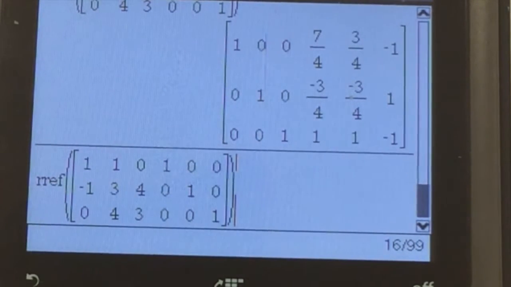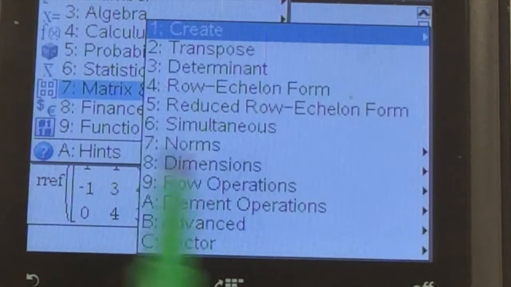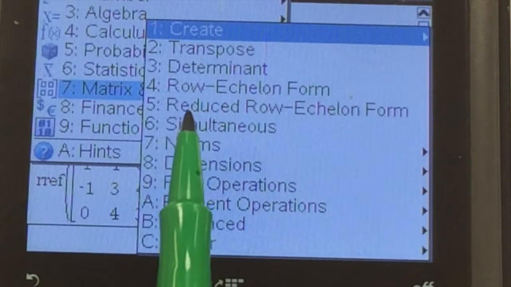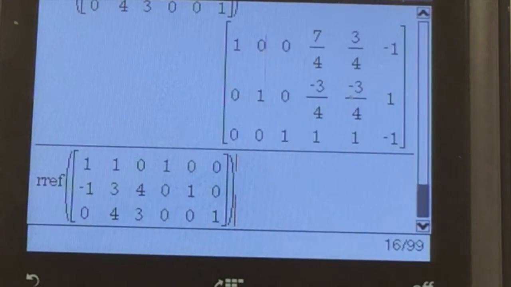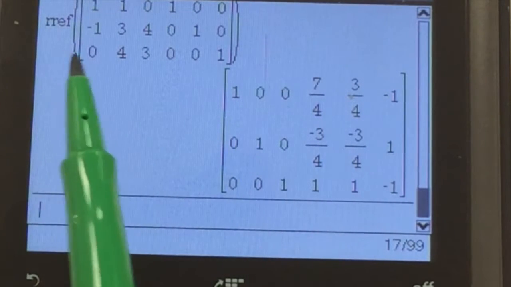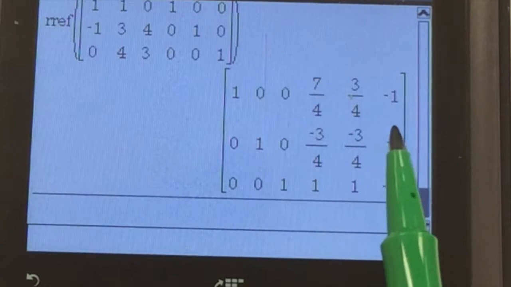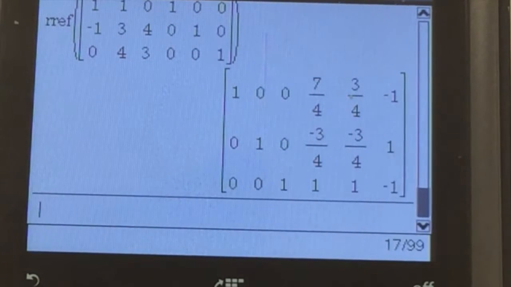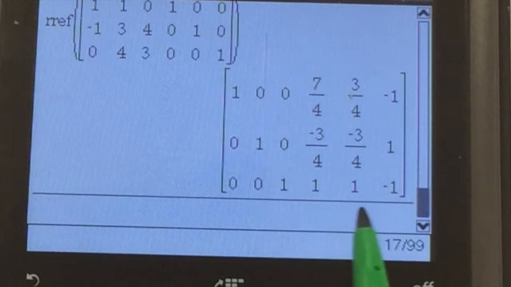Reduced row echelon form is if you go menu, and then you go down to 7, which is matrix. Reduced row echelon form is number 5. So if we do that, we hit enter, you will see that the left side became our identity matrix, and our right side is our inverse function. So our inverse is 7 fourths, 3 fourths, negative 1, negative 3 fourths, negative 3 fourths, 1, 1, 1, negative 1. This is our inverse.